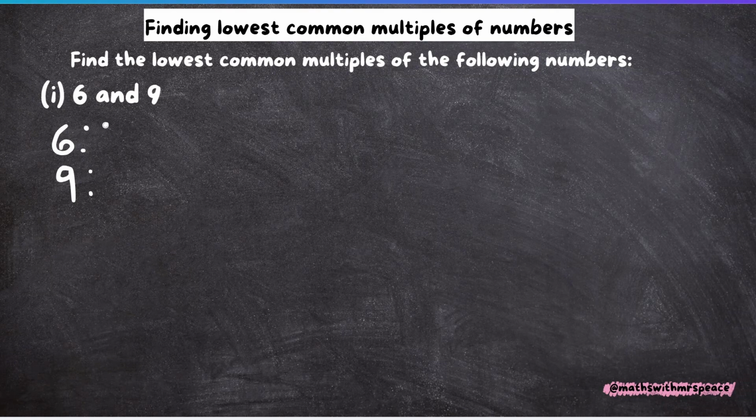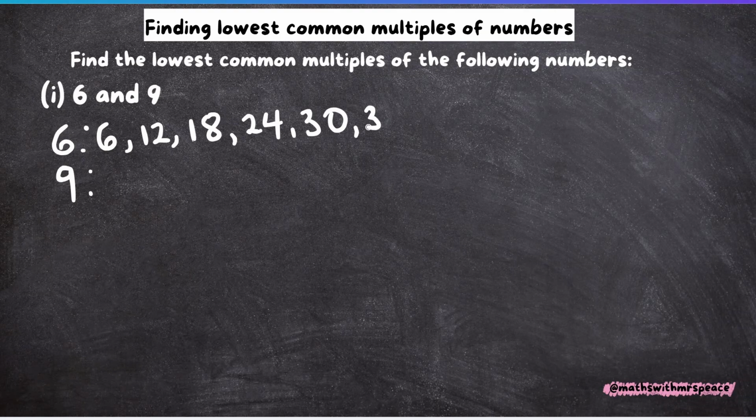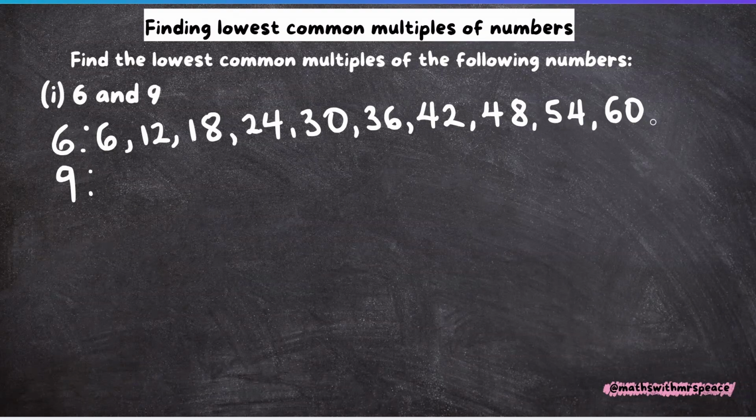Let's go. We have 6, 12, 18, 24, 30, 36, 42, 48, 54, 60, 66, and 72. I've just decided to do the first 12 multiples. Remember that I think you can stop at the first 10 multiples; that works as well.